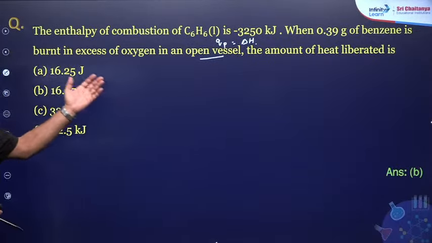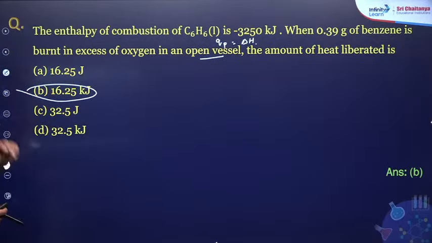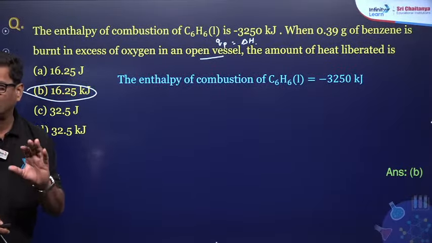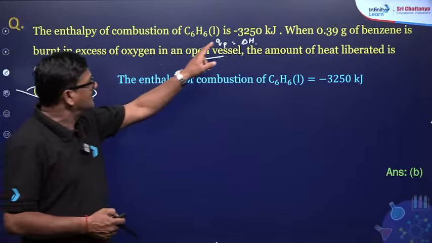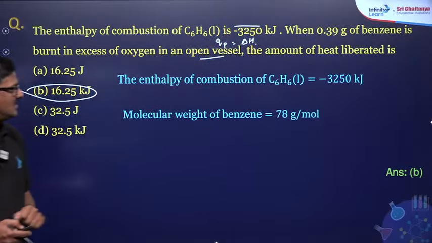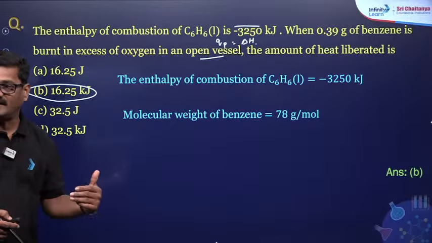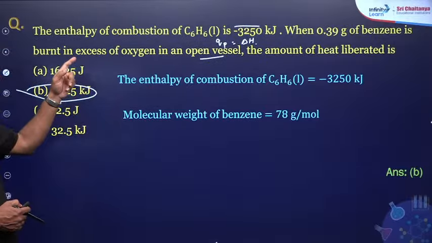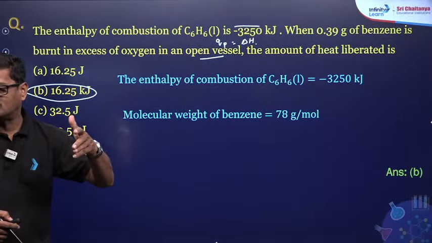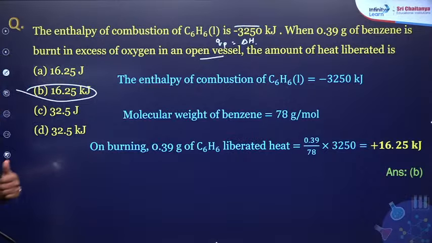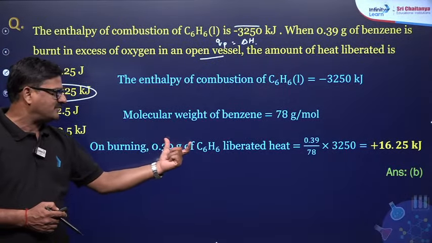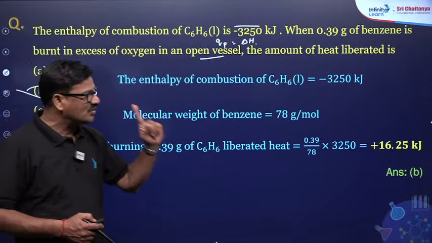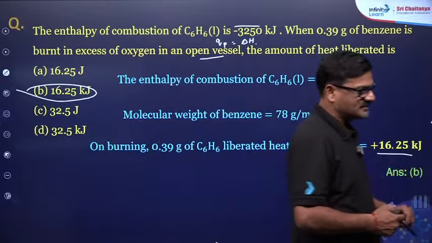Right, here the answer is going to be 16.25, let it be. The enthalpy of combustion of C6H6 is given according to the data. Let us collect the data. 3250, right? And also molecular weight of benzene is 78. Number of moles you calculate as weight by molecular weight. So 0.39 grams. So on burning 0.39 gram of benzene, it liberates 0.39 divided by 78 into 3250, which is going to be 16.25 kilojoules.